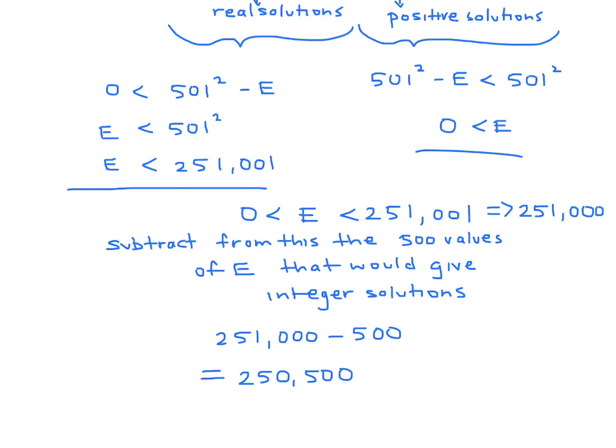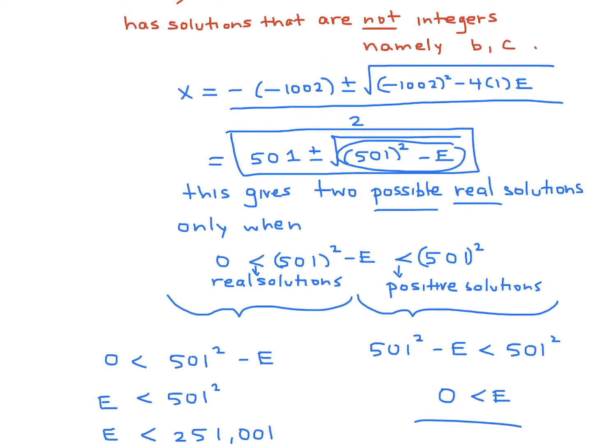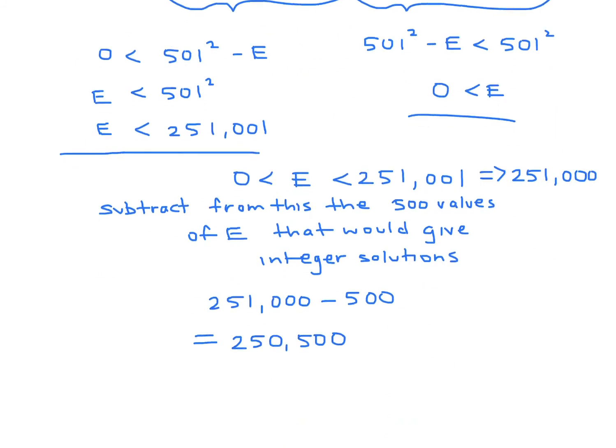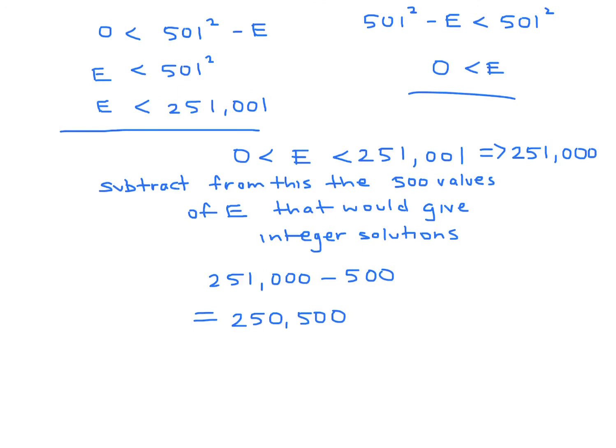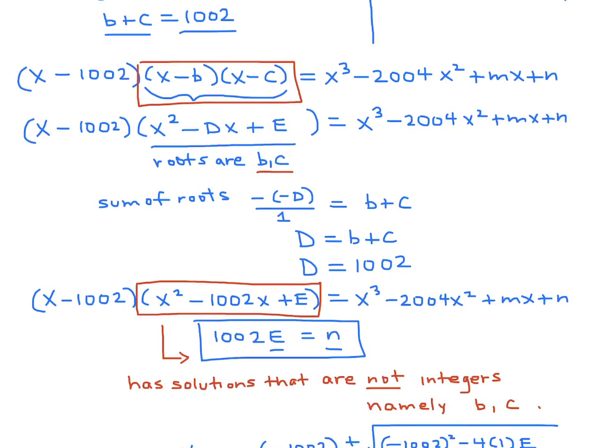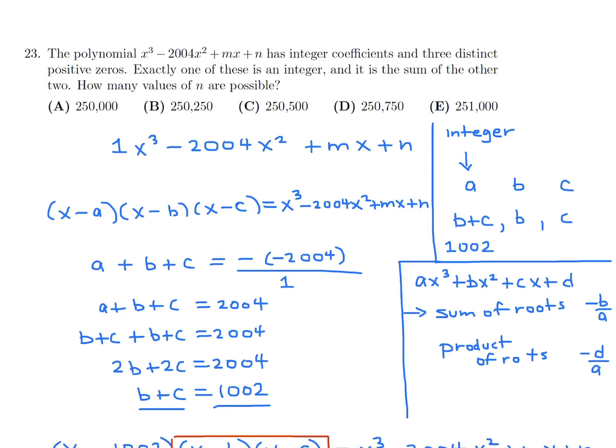And remember, these are the values of e, but we earlier said that e has a relationship with n where n is just 1002 times e. So this not only represents the number of values of e, it also represents the number of values of n. So since n is equal to 1002 times e, the same amount of integer values of n are possible. And that amount is 250,500. So going back to the beginning, we've got 23, 250,500 is C.